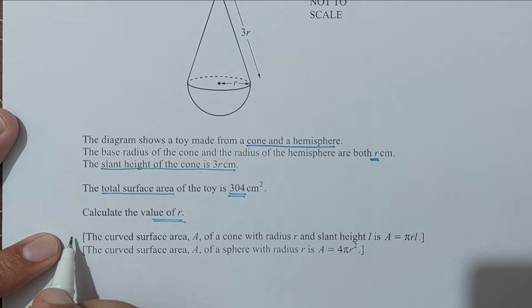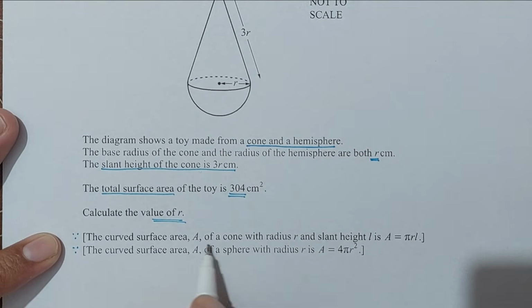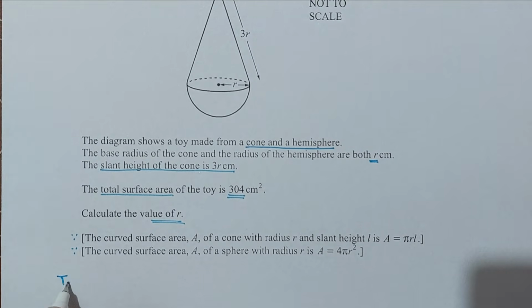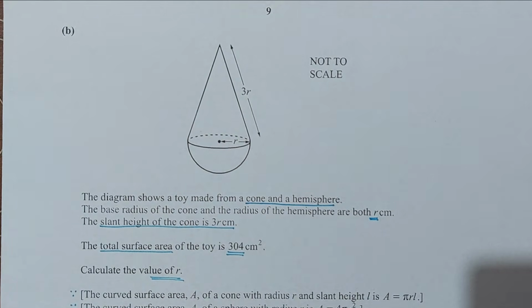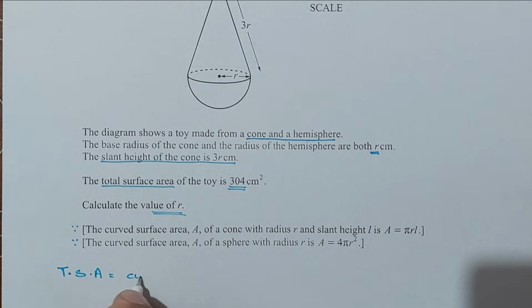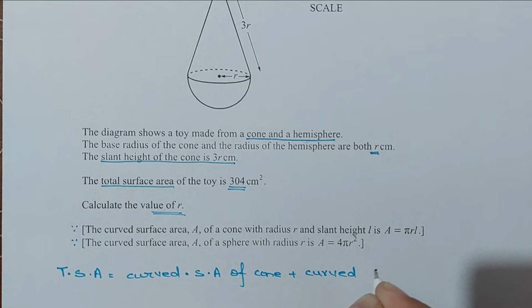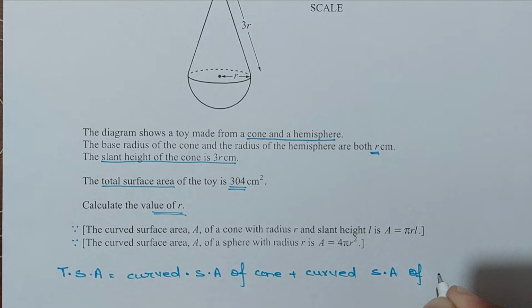So what information we have been given? The curved surface area of a cone with the radius r and the slant height l. The curved surface area of a sphere with the radius r. All right. So the total surface area is basically equal to the curved surface area of this cone plus the curved surface area of this hemisphere.